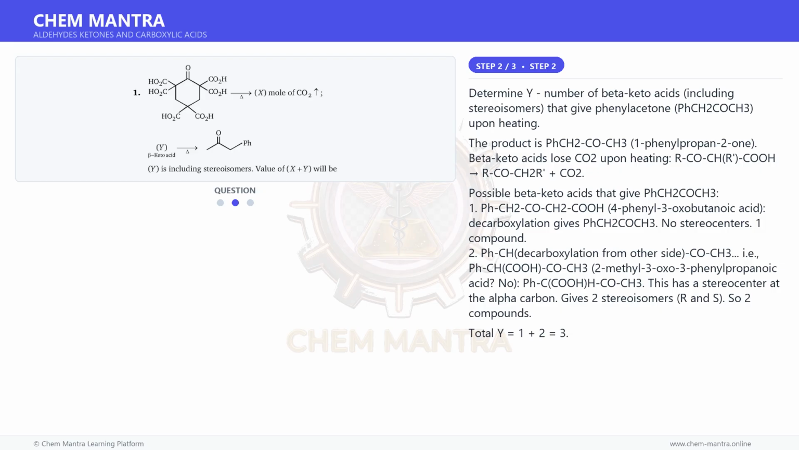PhCH(COOH)COCH3, 2-methyl-3-oxo-3-phenylpropanoic acid. No, PhCH(COOH)COCH3. This has a stereocenter at the alpha carbon. It gives 2 stereoisomers, R and S. So 2 compounds. Total Y is equal to 1 plus 2 equals 3.